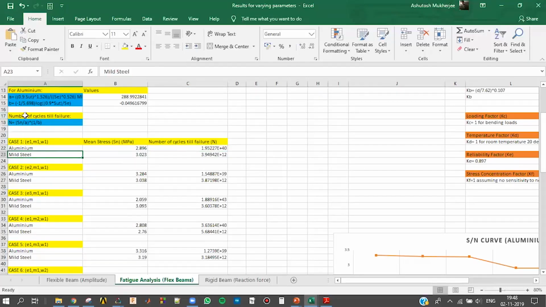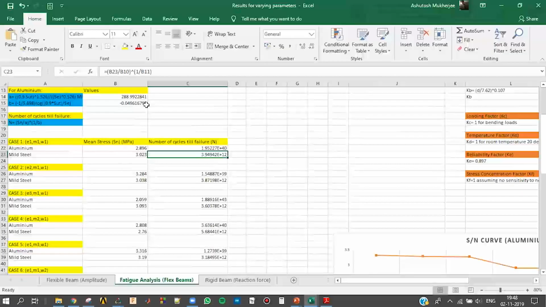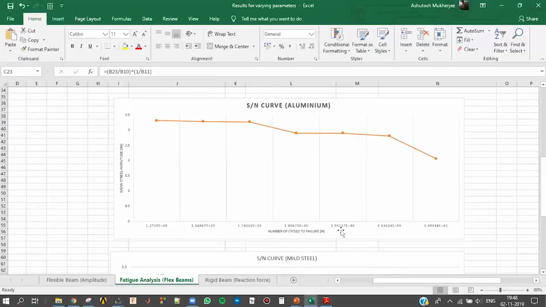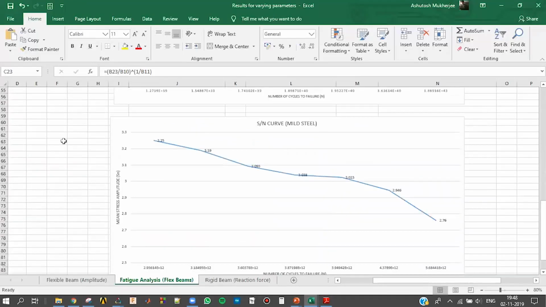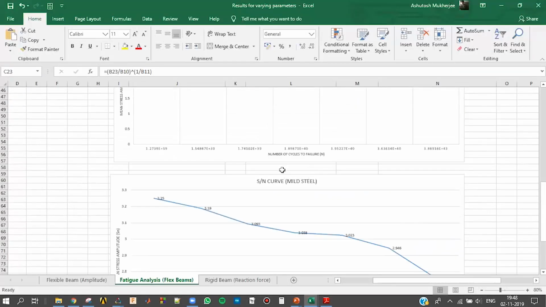For mild steel, again using the same formula and the mean von Mises stress, we have this number of cycles. So for each case, we can calculate this according to the varying mean stress, and we can generate the SN curves for the aluminum beam and the mild steel beam. The SN curve for the aluminum beam has this kind of trend, where this is the number of cycles to failure, and this is the mean von Mises stress amplitude which is generated. For the mild steel case, it's the same sort of graph, and these are the two graphs obtained for the mild steel and aluminum beams.